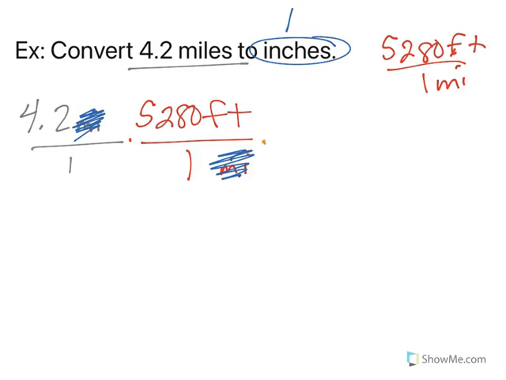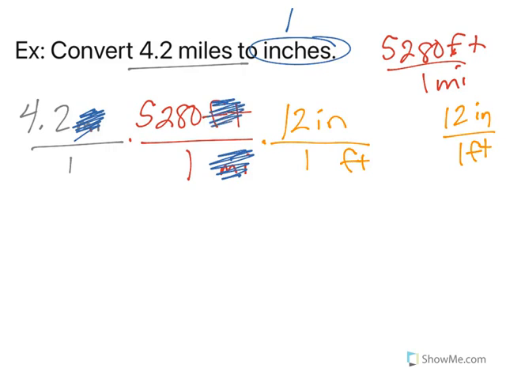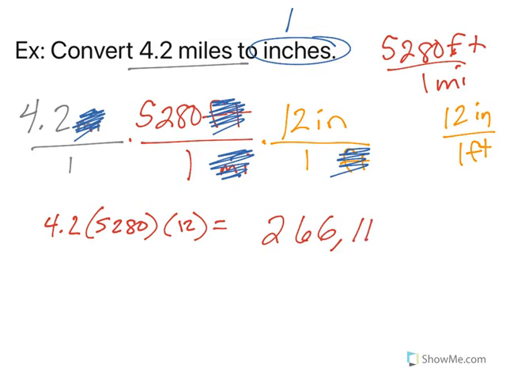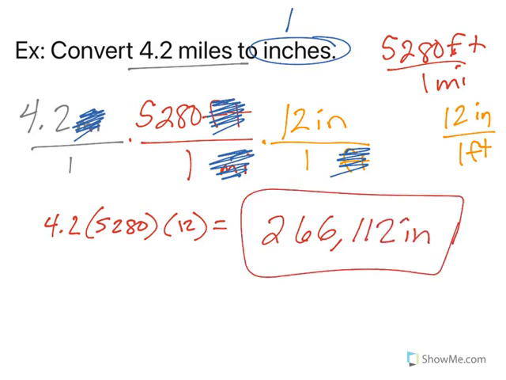So I say, okay, now I'm in feet. Feet's in the numerator, so feet is going to go in the denominator. And again, I know that 12 inches is the same as 1 foot. So 1 foot is 12 inches. So that makes my label of feet disappear. So I'm going to multiply 4.2 times 5,280 times 12. And that gives me an answer of 266,112 inches. That's in 4.2 miles.